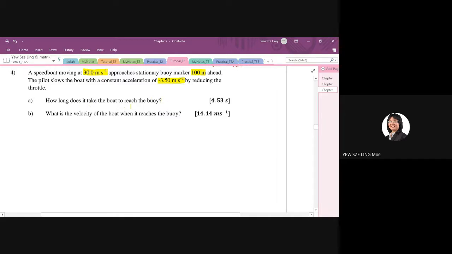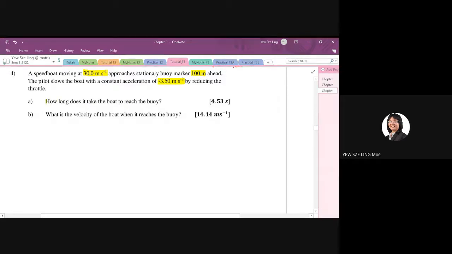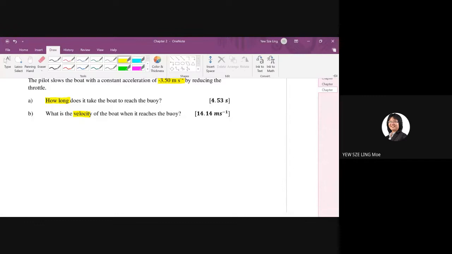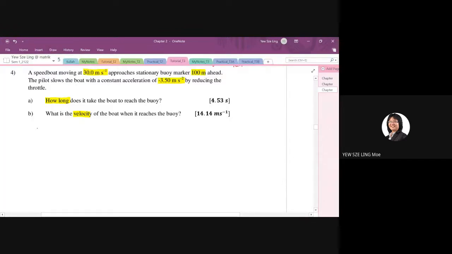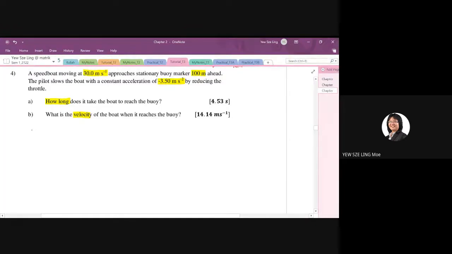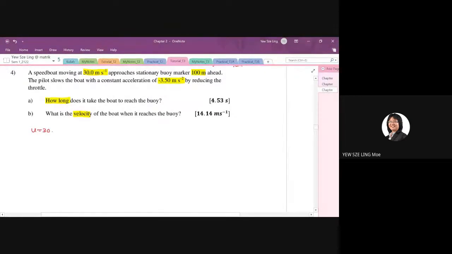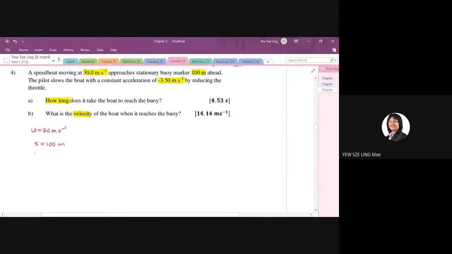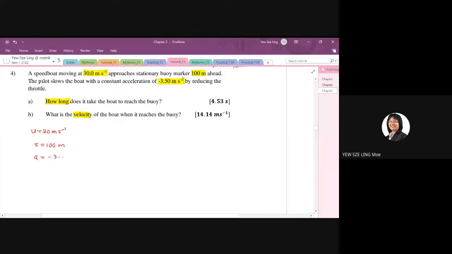So how long does it take for the boat to reach the buoy? How long means you're looking for time, and then the final velocity. So how are you going to solve it? Again, as usual, we list down the information first. u equals 30 meter per second, s equals 100 meter, and acceleration is negative 3.5 m s to the power of negative 2.